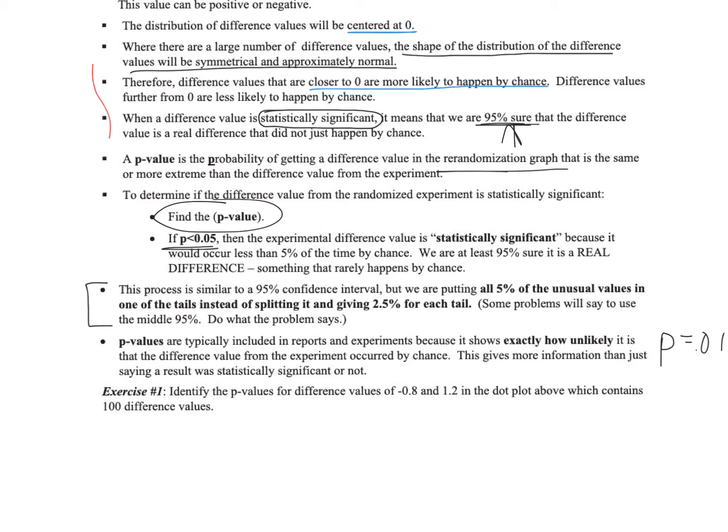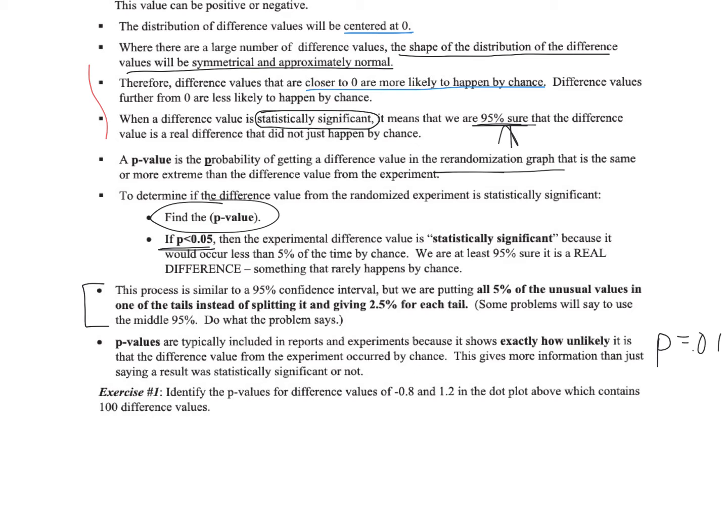So I'm going to make this smaller. I'm going to read the question first. Identify the p-values for the difference values of negative 0.8. So we'll do negative 0.8 first. And 1.2. Nope, not 1.12, 1.2, in the dot plot above, which has 100 difference values, and that is important.